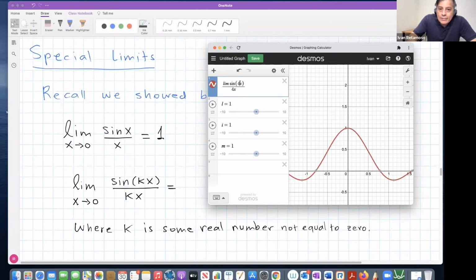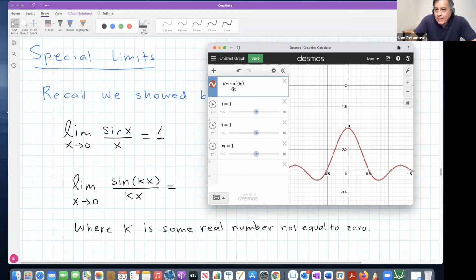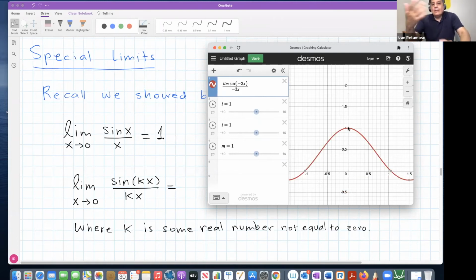Now, if you don't believe that, change this 4 for a 5 or, let's say, a 6, and you will see the same. Look, still 1 here, right? No matter what constant you write there, positive or negative, you will get the 1, always, okay? So this is a property mathematicians discovered. Besides this, which we're going to call property 1, this is property 2. This limit is also equal to 1, always, okay?